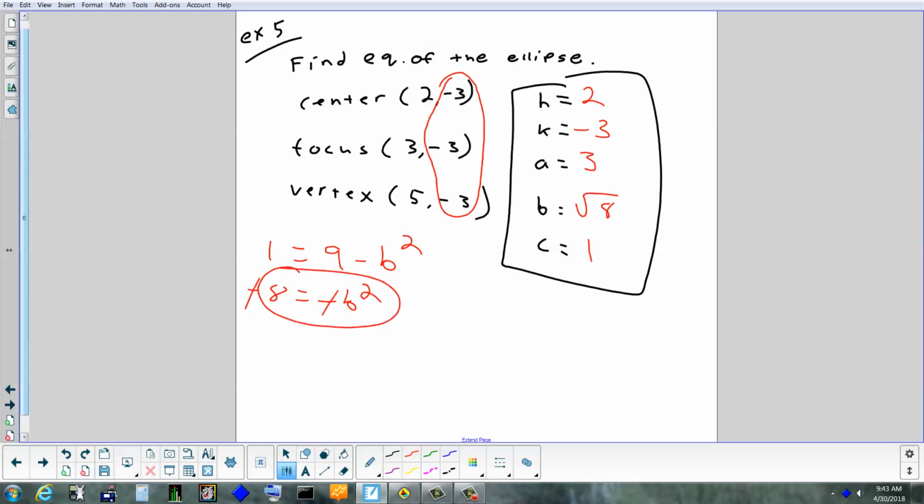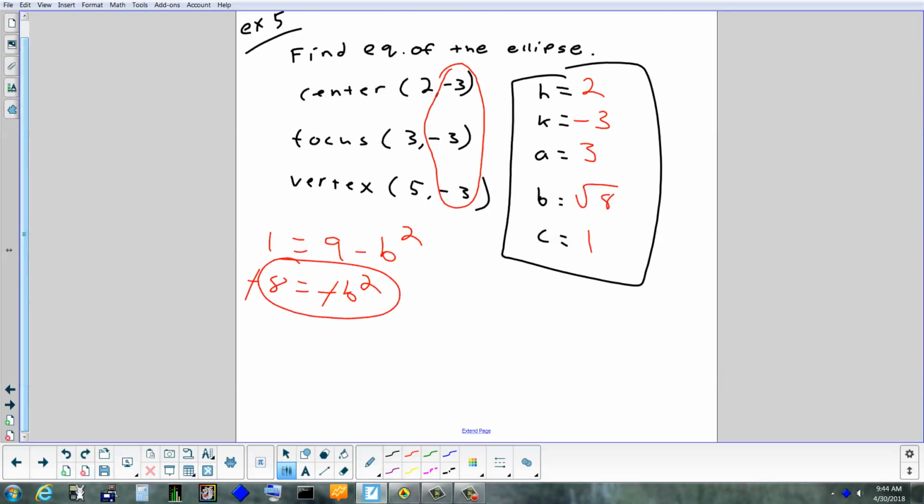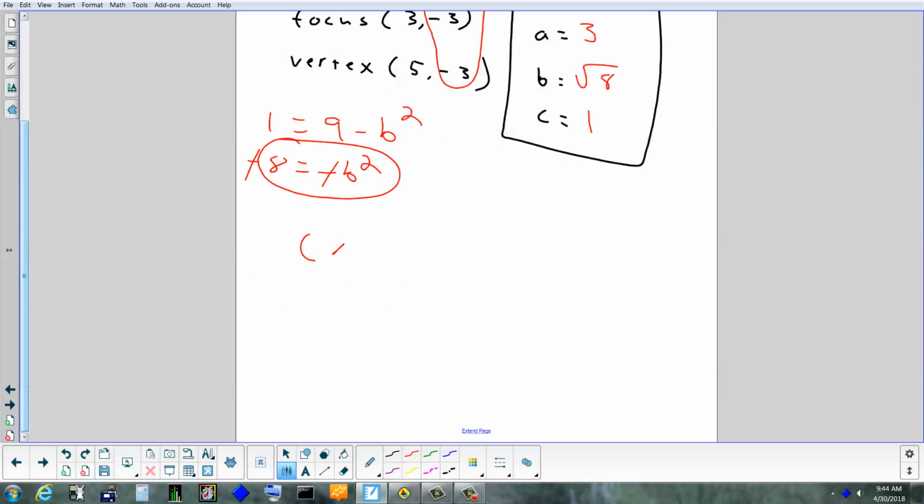All right, so now let's write down what we can. We've got x minus something squared plus, and that minus might change to a plus. I don't know if I subtract a negative. I'll look at that in a second. Y minus k squared. And the equation is always equal to what number? 1.